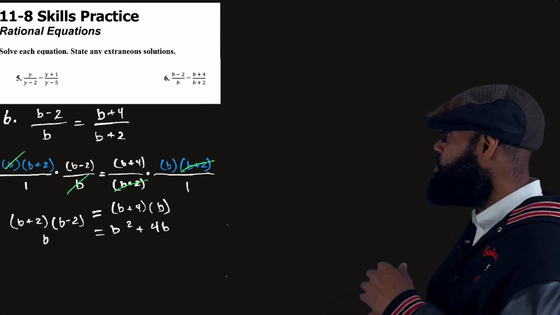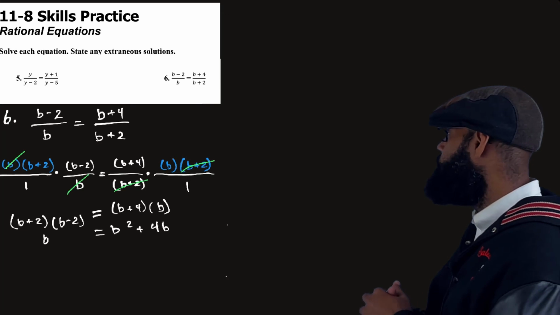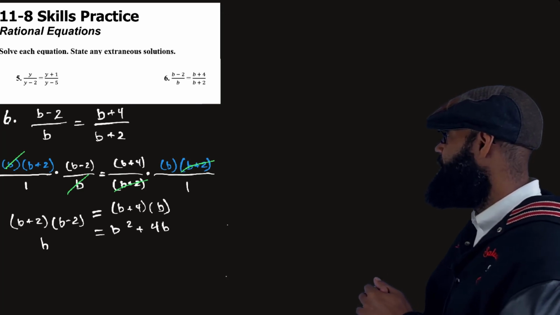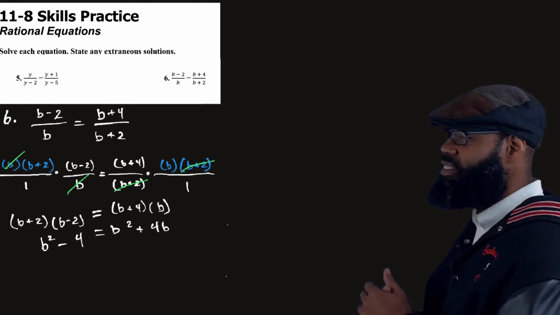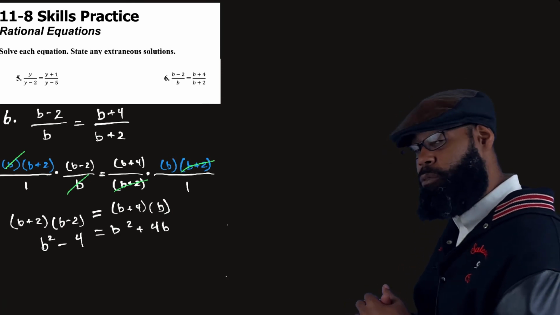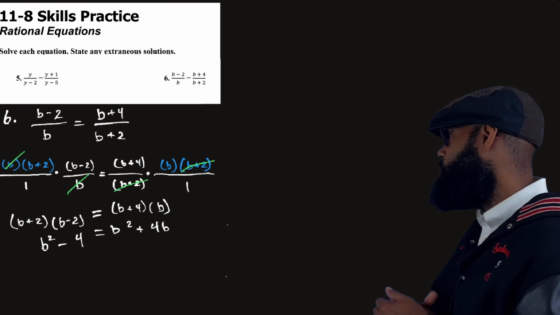And again, are you using the box? Are you using FOIL? Whatever you want to use, right? And in this situation, b to the 4th, no, b squared minus 4. So guys, that's the difference of 2 squares. Again, the more you play around with this algebra, the more it just becomes second nature. It's like speaking a different language, right?